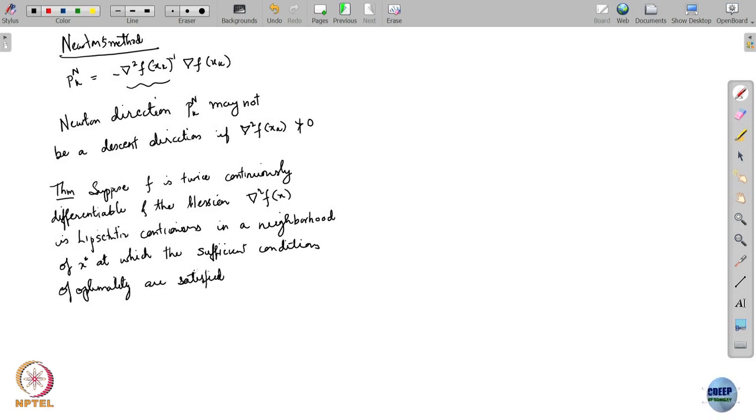Now, what does this mean? Sufficient conditions of optimality are satisfied. It means that it is a point at which the gradient is equal to 0 and the Hessian is positive definite. Okay. So let me write this for you in the bracket. The gradient at x star is equal to 0 and the Hessian at x star is positive definite, right.